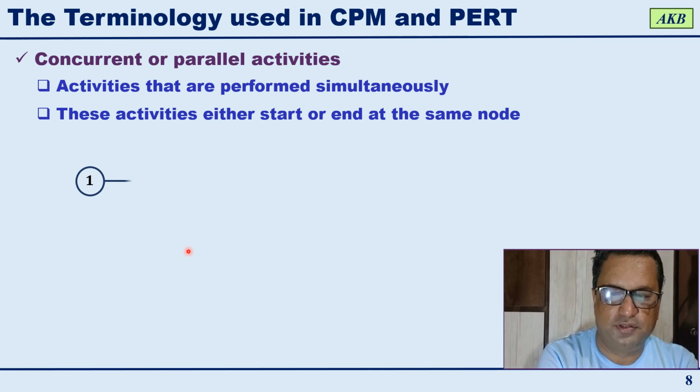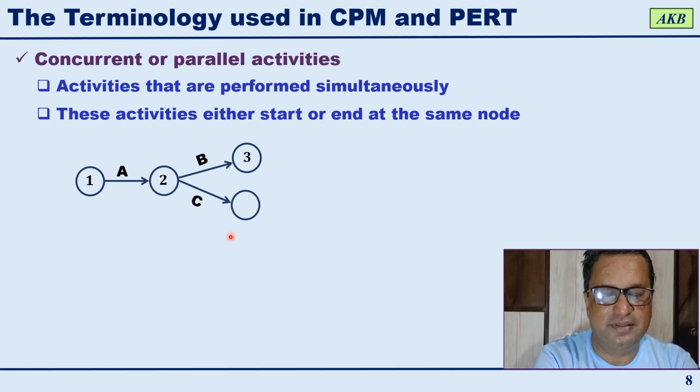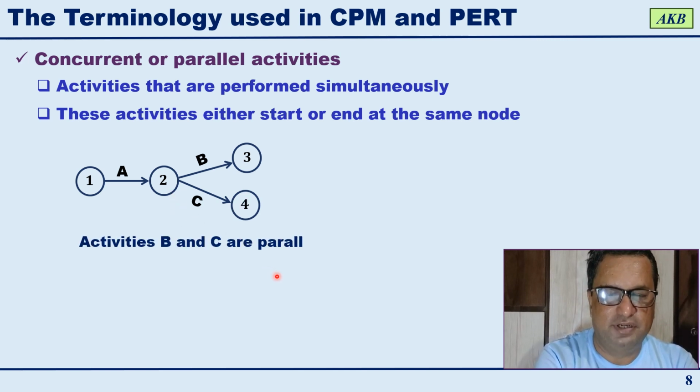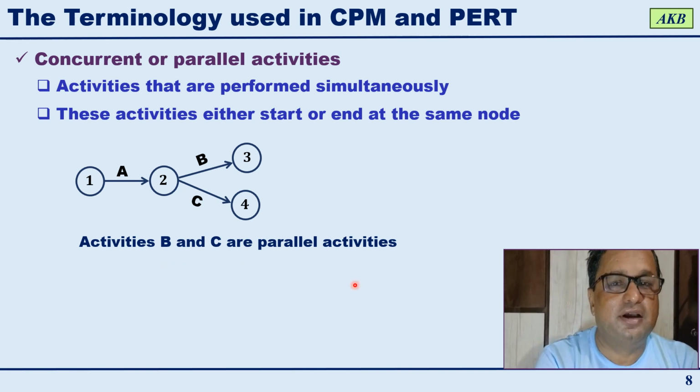So for example, you have event 1, activity A ends at event 2, and then you have activity B which starts at event 2 and ends at event 3, and now you have activity C which starts at event 2 and ends at event 4. In this particular diagram, if you look at activities B and C, these two activities are starting from the same node. They have the same start event, event number 2, and therefore activities B and C are parallel activities.